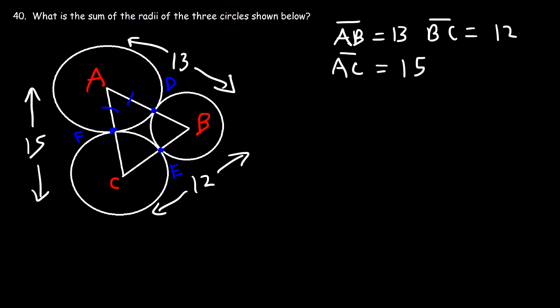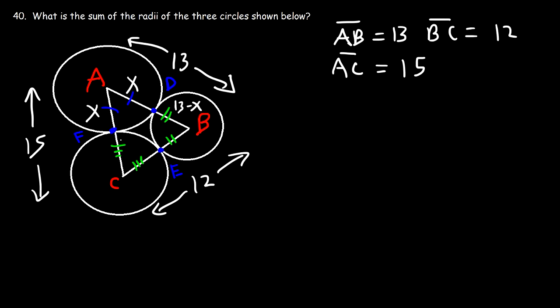Now these 2 are equal to each other because that represents the radius of circle A. These 2 parts are congruent, that represents the radius of circle B. And these 2 parts are congruent, which represents the radius of circle C. So let's call the radius of circle A x. So this is x as well. Now, if AD is x, what's BD? BD has to be the total length minus x, or 13 minus x.